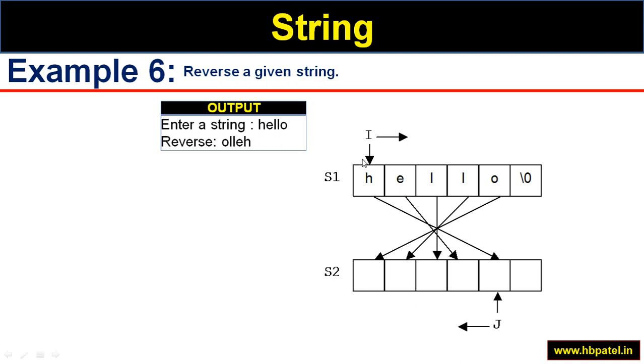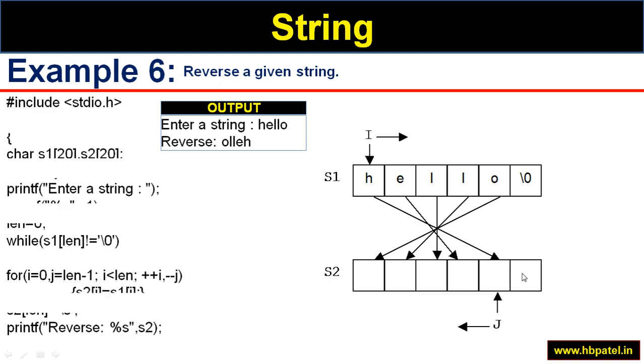So for s1 I'll be using variable i starting from 0, and for s2 I'll be using variable j starting from the last location, length minus 1, and then I'll be putting s1 of i into s2 of j. Then i will be incremented and j will be decremented. So s1 of i will be put in s2 of j. Then again i will be incremented and j will be decremented. So this will be copied here, this will be copied here, this will be copied here, and at the end this null will be explicitly copied over here. So this is something I'll be doing.